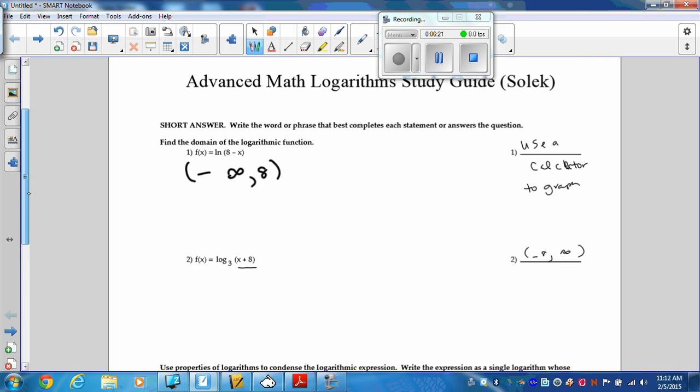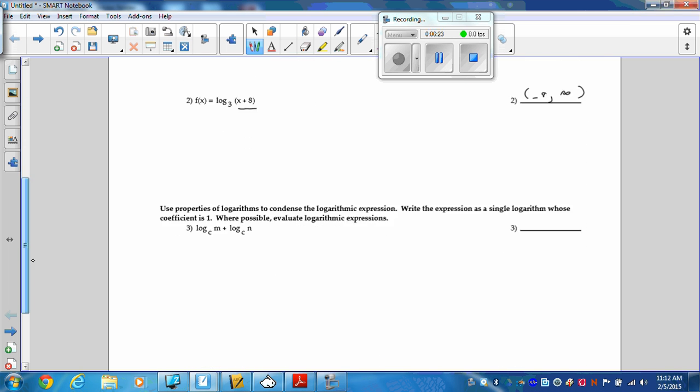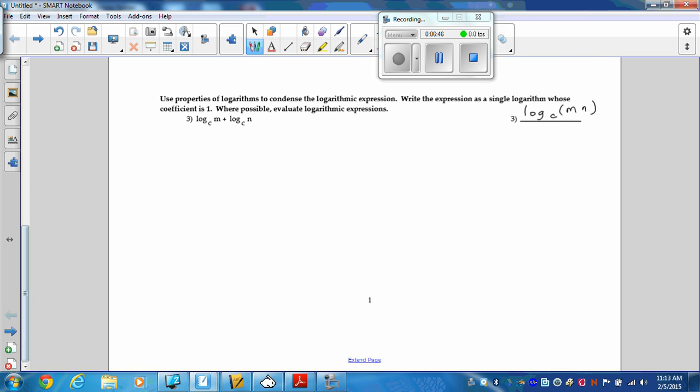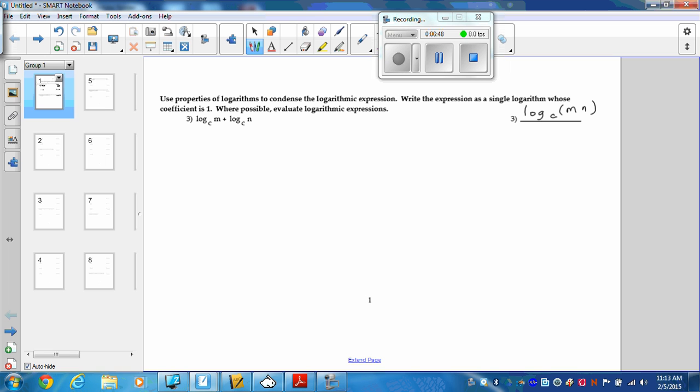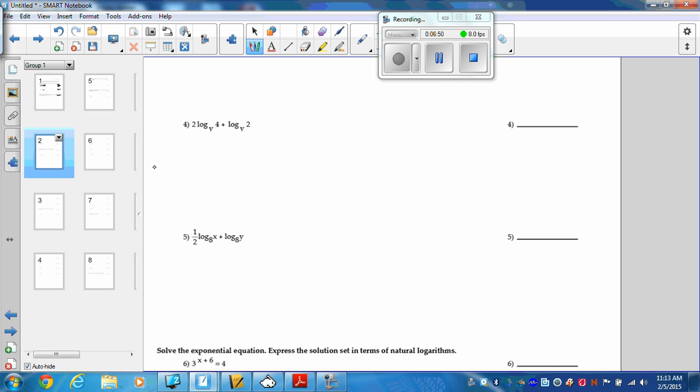So moving on to question number 3. Use the properties to condense. So this is an adding one, and this really is just kind of remembering this. This is going to be log base c of m times n. And so it's a multiplication. So this is what we call the product rule for logarithms. And I know your page doesn't flip now, but I did spread my questions out a little more.